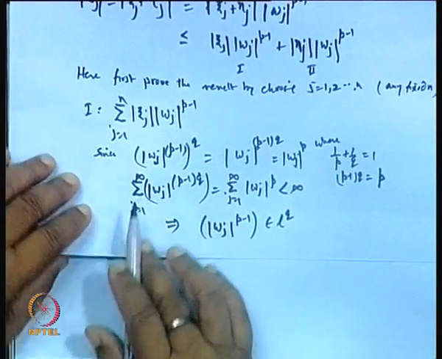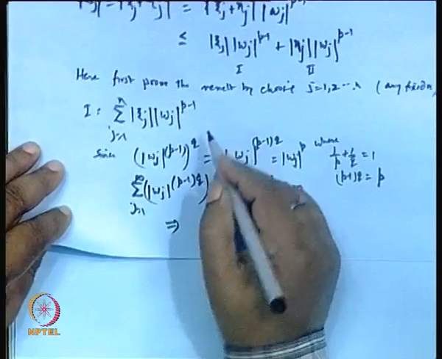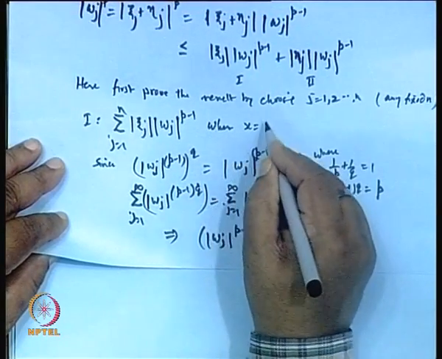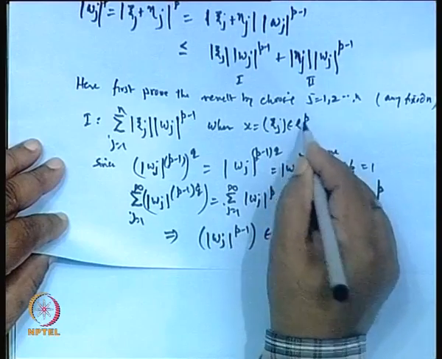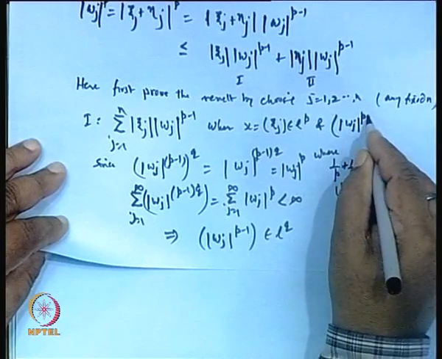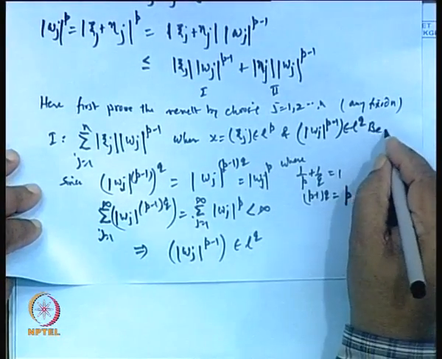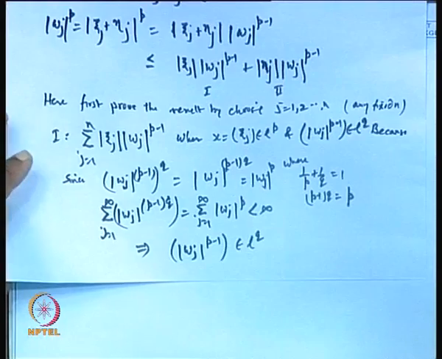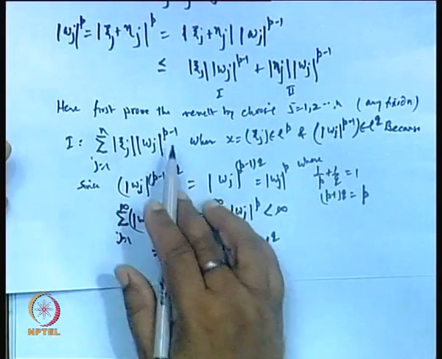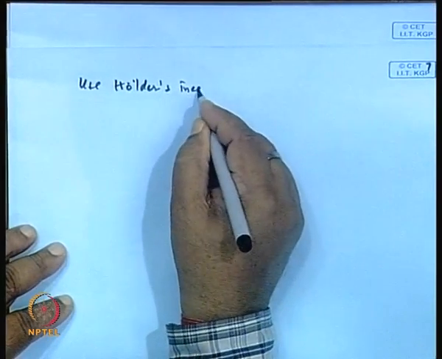So, here we take one sequence xi in LP, and the other sequence, mod w j power p minus 1, is in LQ because of this. So, without any problem we can apply the Holder's inequality here. So, use the Holder's inequality.